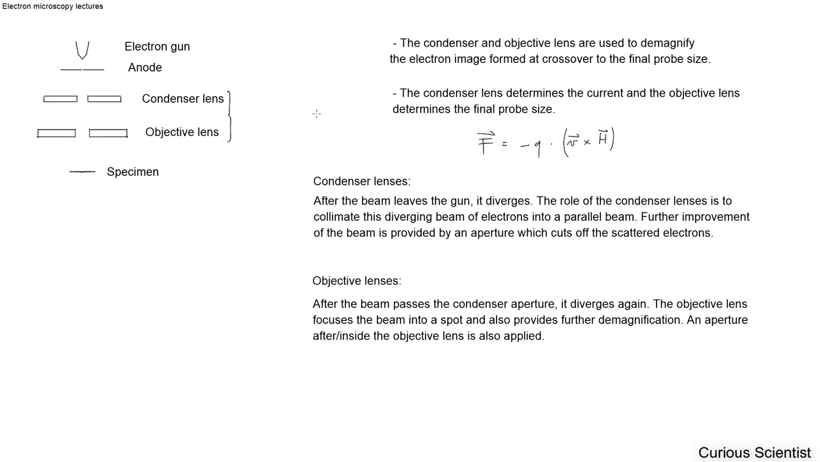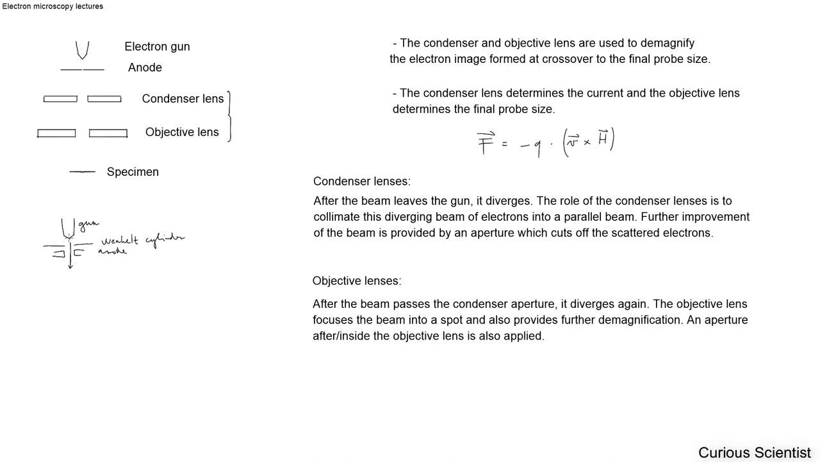The condenser and the objective lens are used to demagnify the electron image formed at the crossover. So we have a source, which is, let's say, the tip of your field emission gun or the tip of the tungsten filament, and then you have this kind of cylinder around it. So this is the gun, and this is the Wehnelt cylinder, and then of course you have the anode. I just draw it like this. And then the electron just continues its path downstairs.